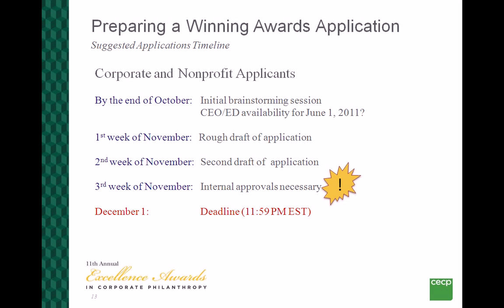What we have on this slide here is our suggestion as to how you might think about your time leading up to the deadline for the awards, which is December 1st, right at the end of the day in Eastern Standard Time. I know that every company will have its own process, but what we wanted to do was at least lay out what might be the sketch of how you might think about your time, of course subject to the internal processes that you know will come into play as you prepare your application.